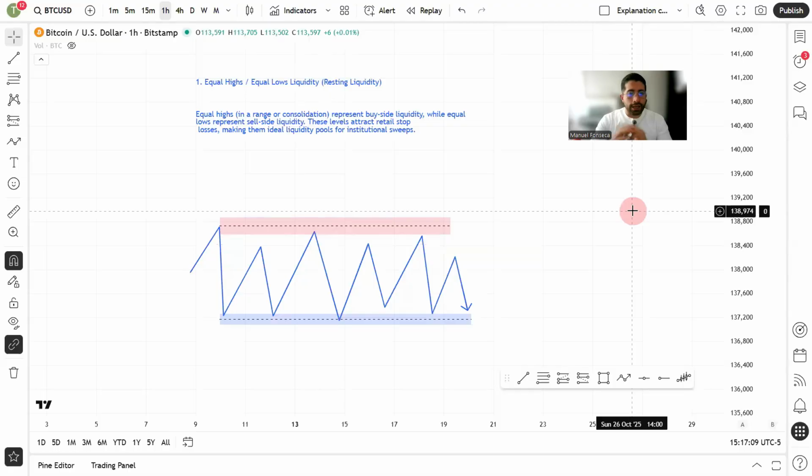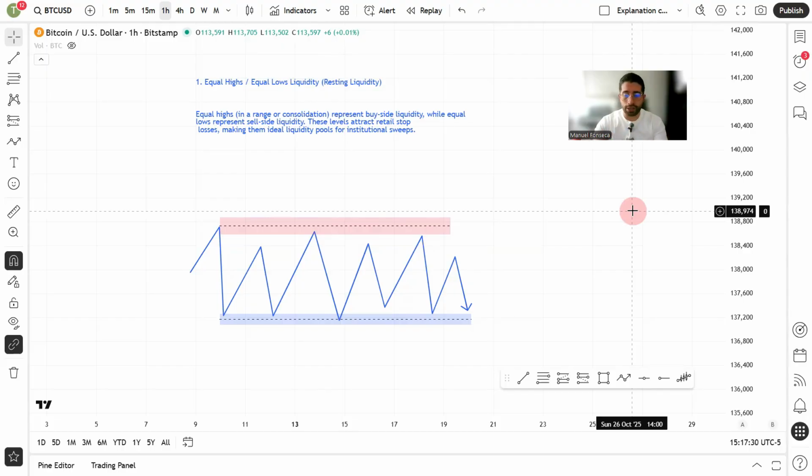We're going to start with the equal highs and equal lows liquidity. This is a pattern that is very common in the market, and we're going to see how it works, okay? And how liquidity plays a very important role in a bearish trend. So, equal highs in a range or consolidation. It's also called a consolidation.